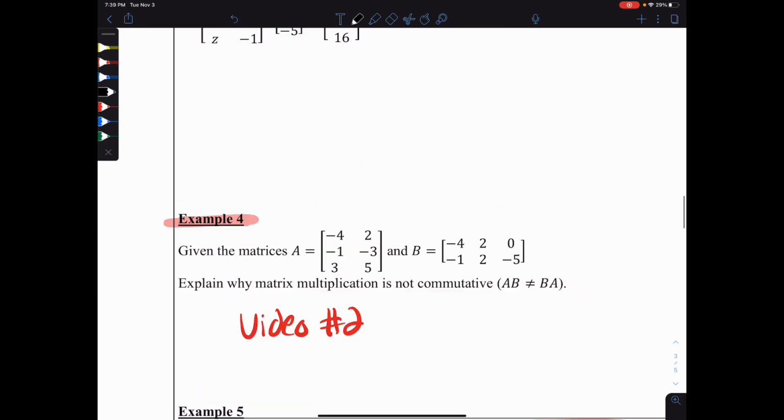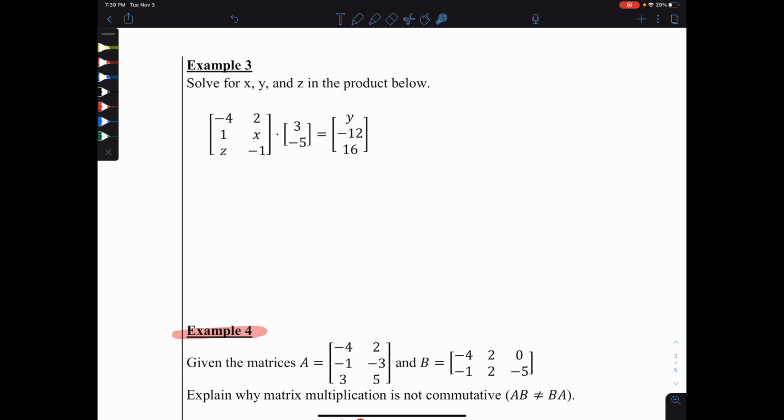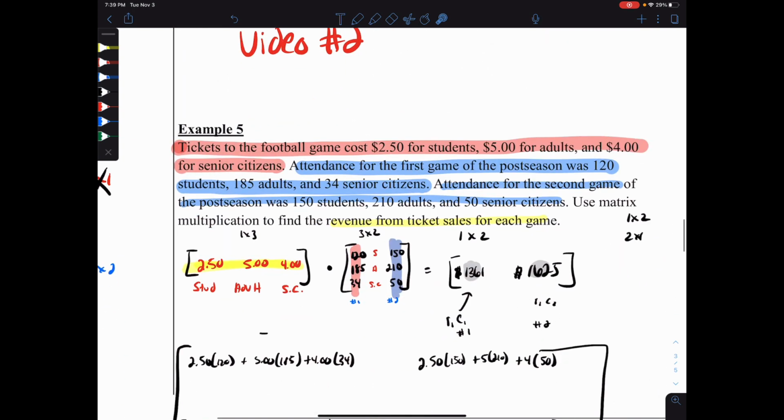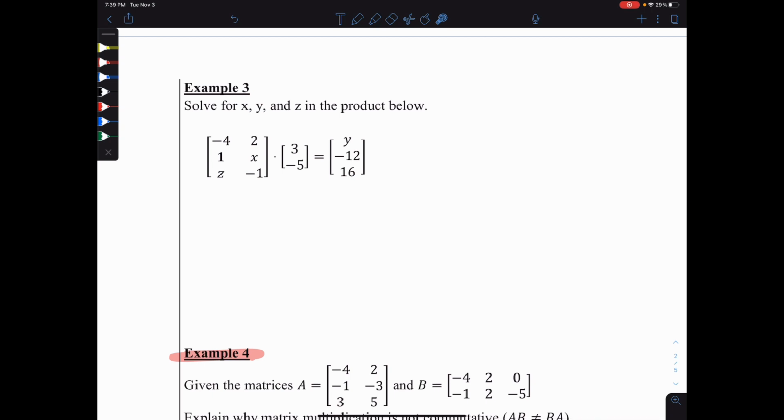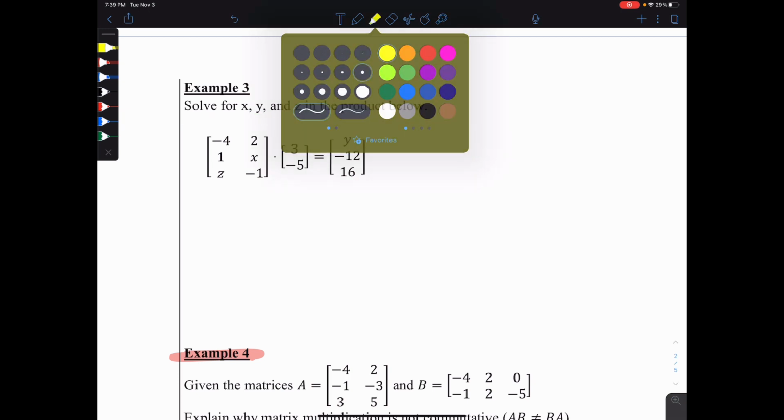The last part of this, I do want to go back to example number 3. And this is kind of like a transition. We can use matrices to solve a lot of problems. Right here, we're applying problems. We have a bunch of known information, but we can also use them for unknown information. So this is a 2-step. They want us to solve for x, y, and z in this product. In other words, it's just a nice practice of multiplying matrices.